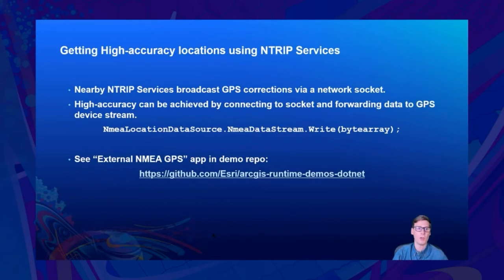And that gets me on to working with really high accuracy devices. You actually have to feed them corrections from an external nearby data source. And NTRIP is a typical protocol to do that over the internet. And so what you can do is connect to one of these so-called NTRIP services, connect to a socket there, and just take the bytes as they're coming in and forward them straight to the location data source output stream. And that gives you these really high accuracy GPS devices. And I'm just going to go back to my app here.